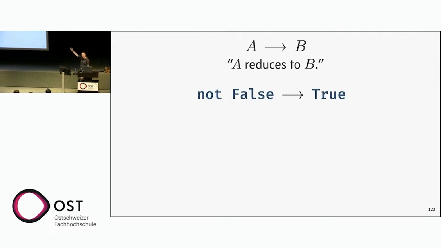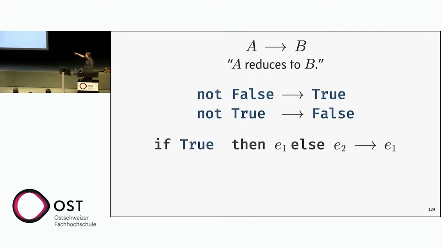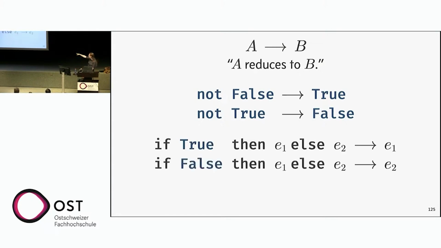So here's a simple example reduction rule, which says just not false reduces to true, and of course not true reduces to false. Again, not very controversial. But let's look at something a little bit more complicated. Here, if true, then E1, else E2 reduces to E1. So we're going to take the then branch. And similarly, we have another rule for taking the else branch.